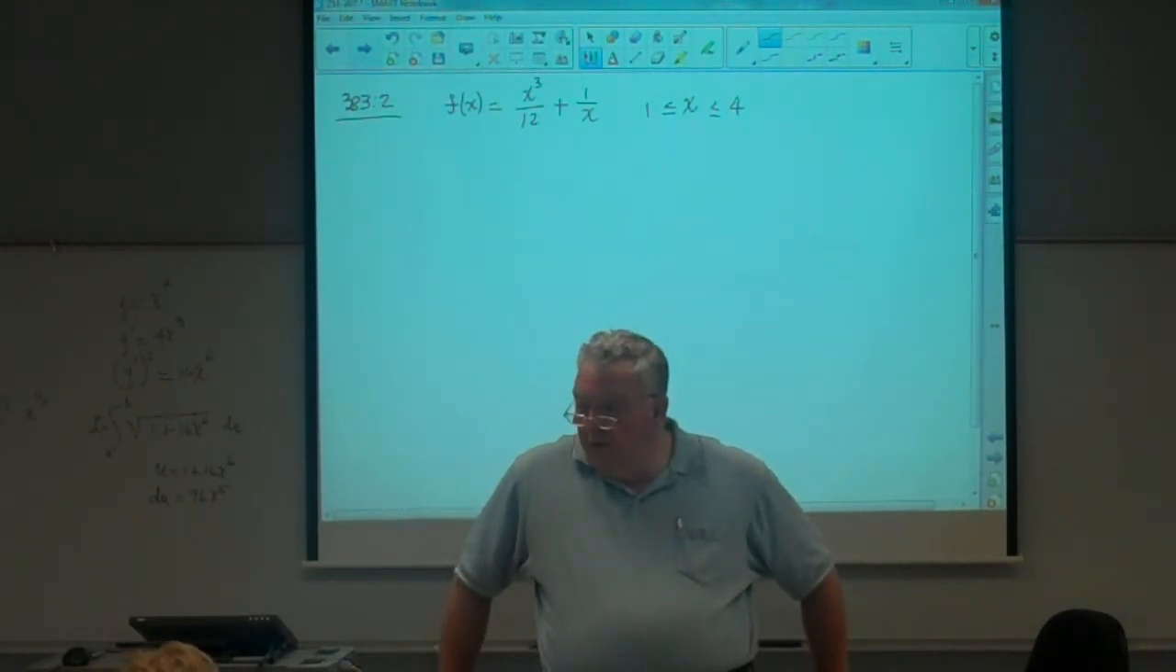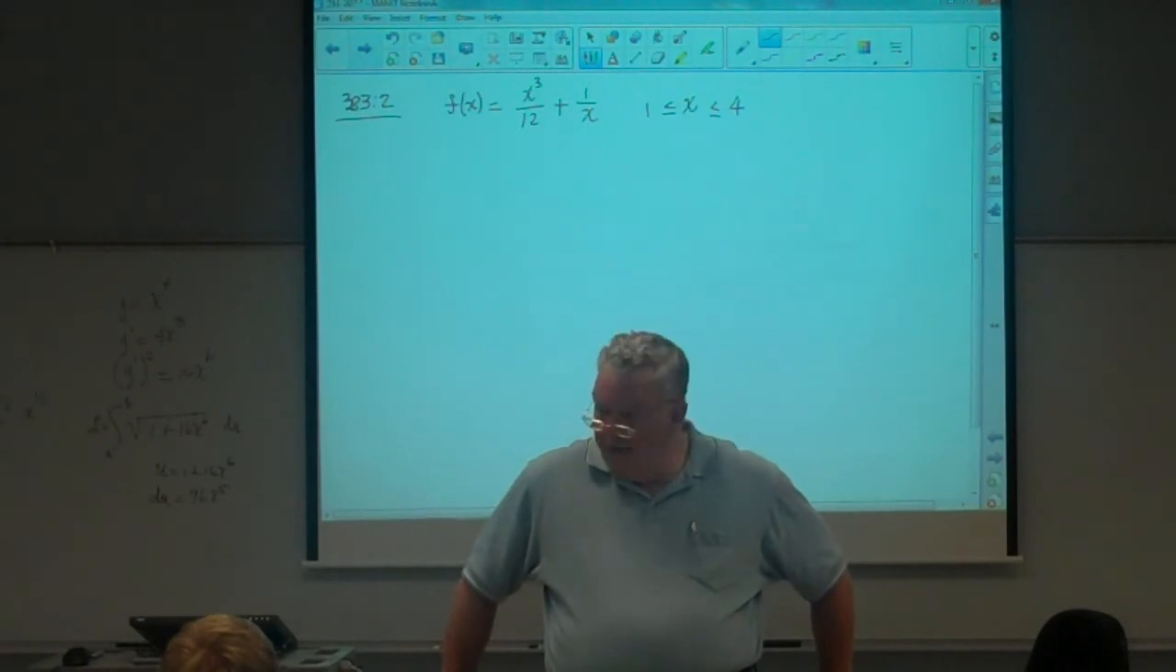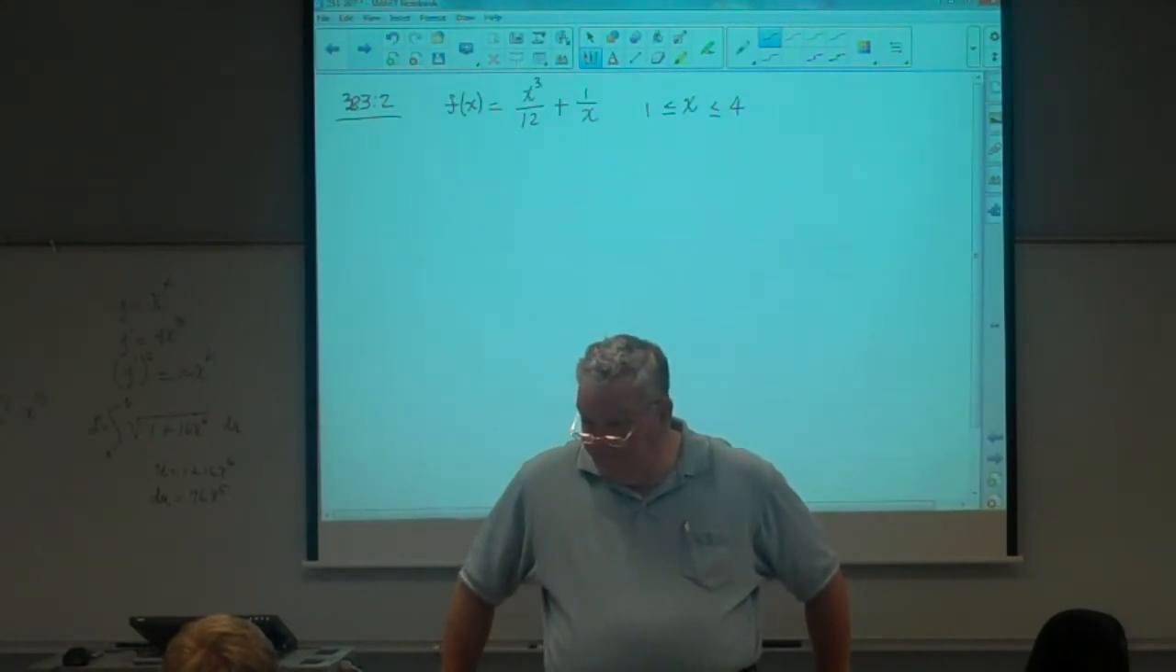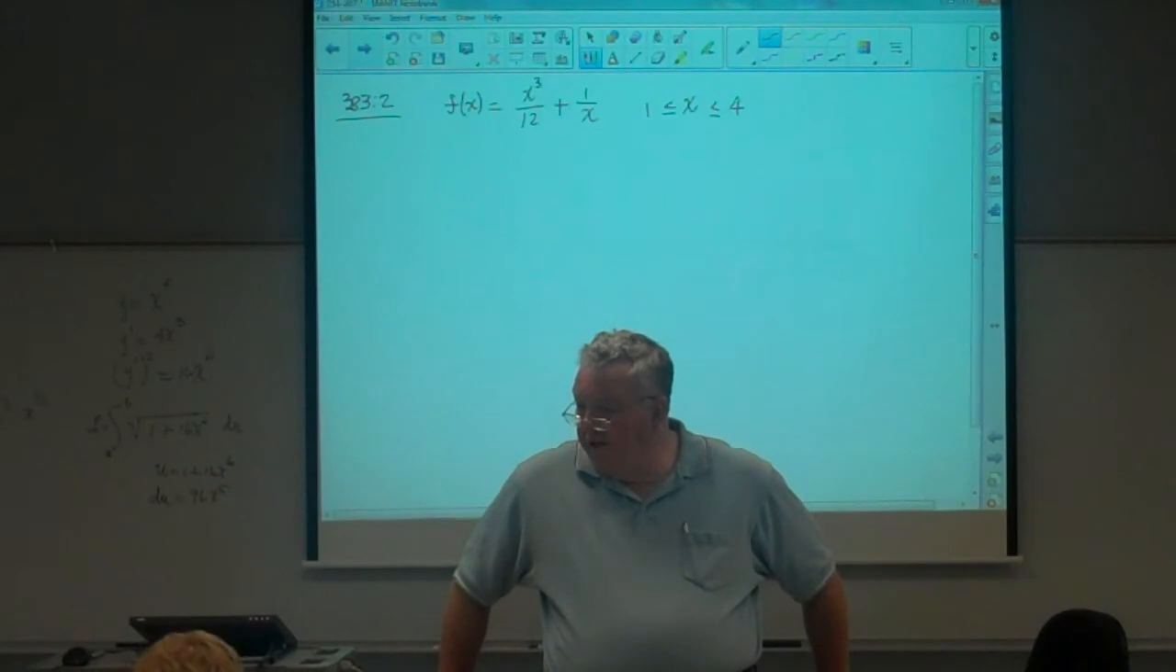What if those weren't equal signs there? What if it was x greater than 1 and less than 4? How would that change the problem? It wouldn't be including 1 and 4. The answer is, it doesn't change anything.